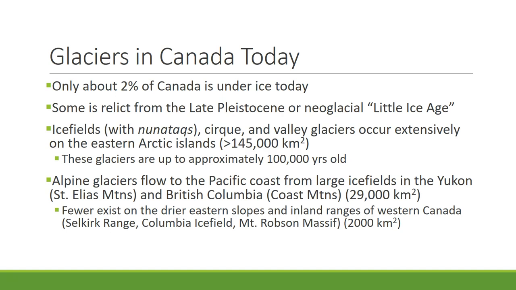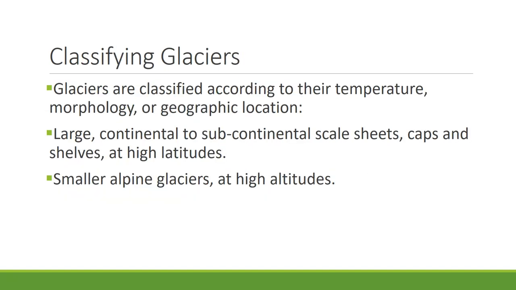Most glaciers in Canada are found on the Pacific coast and flow from the large ice field in the Yukon and British Columbia, which covers over 29,000 square kilometers, or on the eastern Arctic islands, where nunataks, cirque, and valley glaciers extend over 145,000 square kilometers.